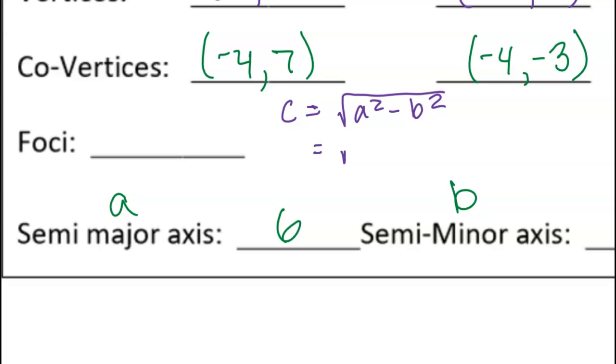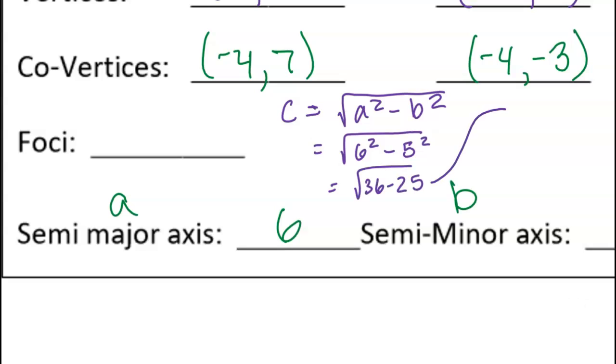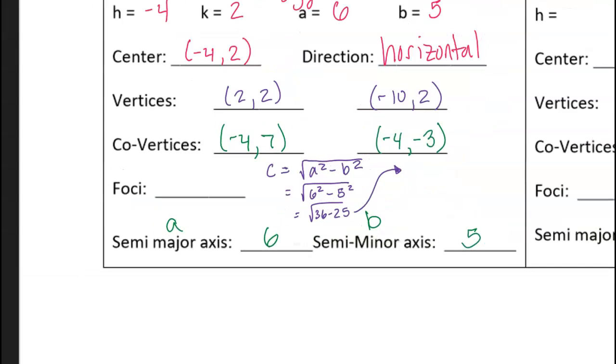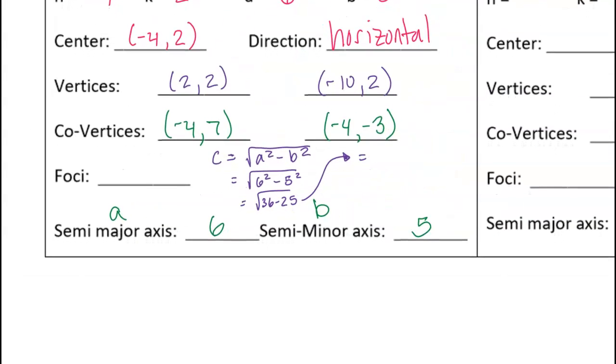where a is 6 and b is 5. And 6 squared is 36 minus 25, which is equal to the square root of 11. And yes, they are going to want you to write it in simple radical form.